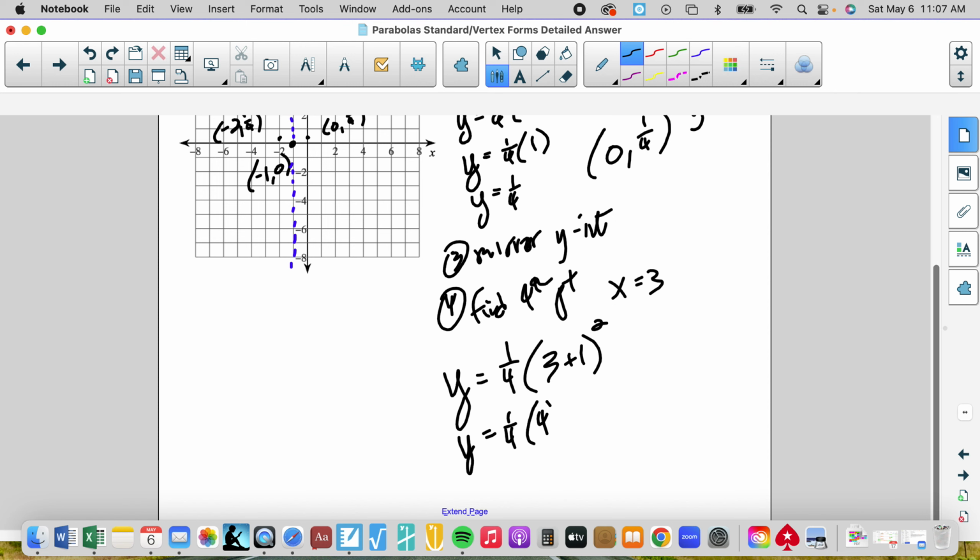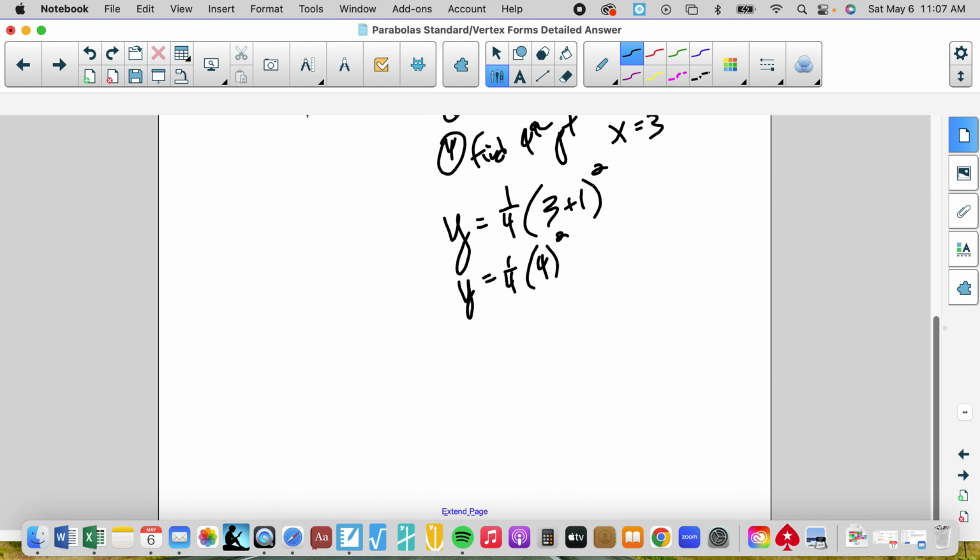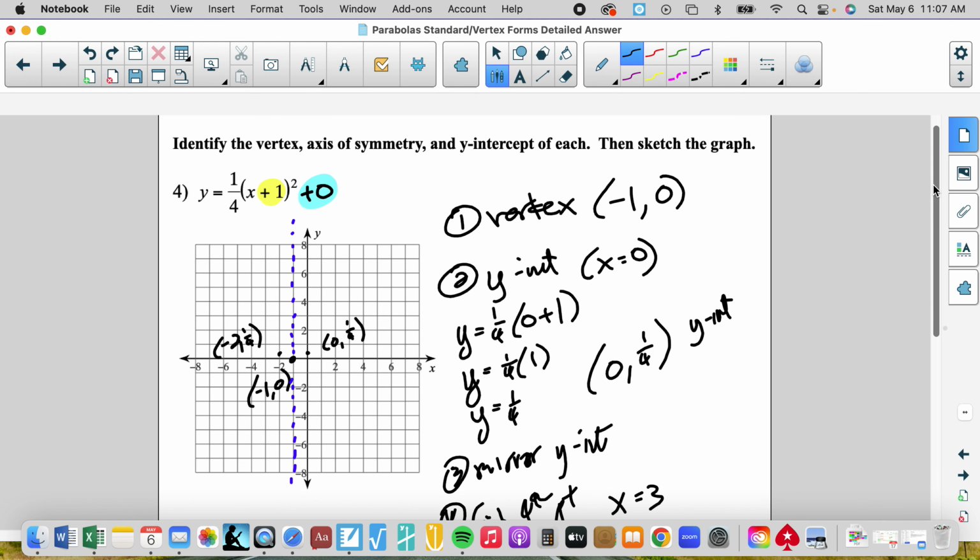So I get 1/4 times 4 squared. We have to square before we multiply. Don't multiply 1/4 times 4. You have to do exponents before multiplication. So that's 16, and we get 4. So when I plugged in 3, I got 4. That's a nice clean one.